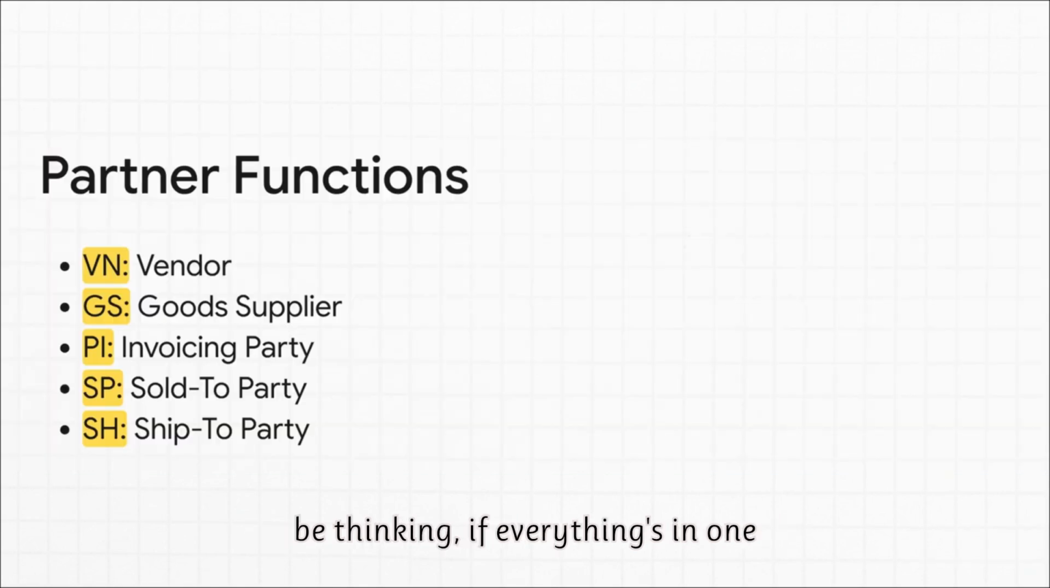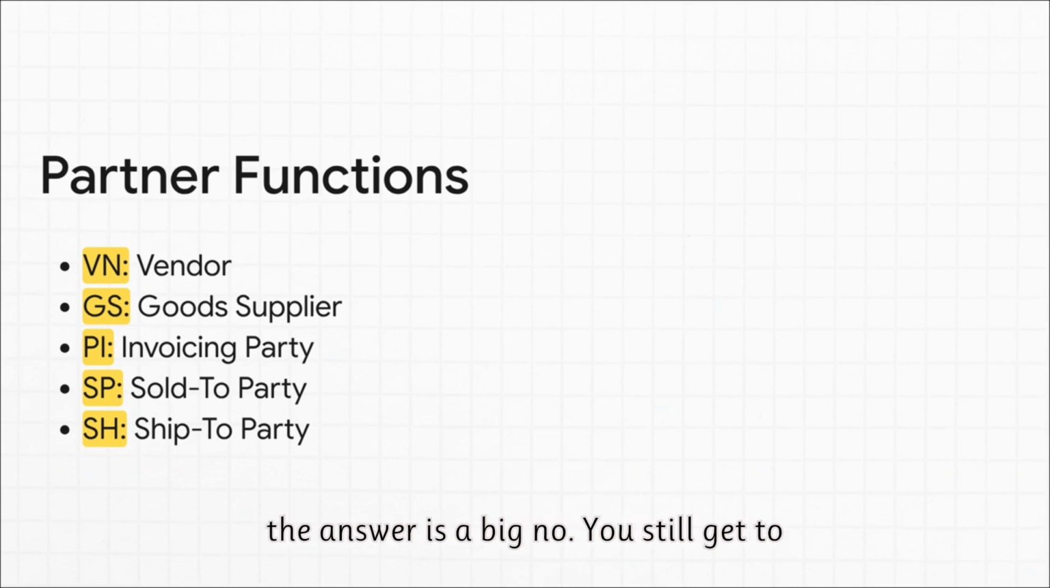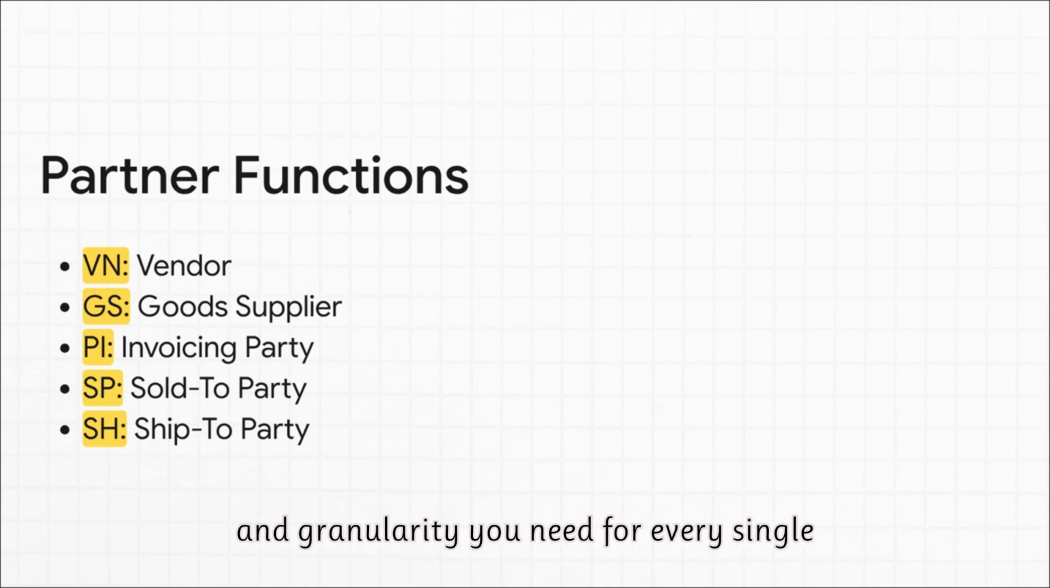Now, you might be thinking, if everything's in one record, do I lose all the details? And the answer is a big no. You still get to define all those specific roles, what we call partner functions. So for a single BP, you can specify that they're the main vendor and the one who physically ships the goods and the one who sends you the bill. Or on the customer side, are they the sold to party or the shipped to party? These functions give you all the detail and granularity you need for every single transaction.